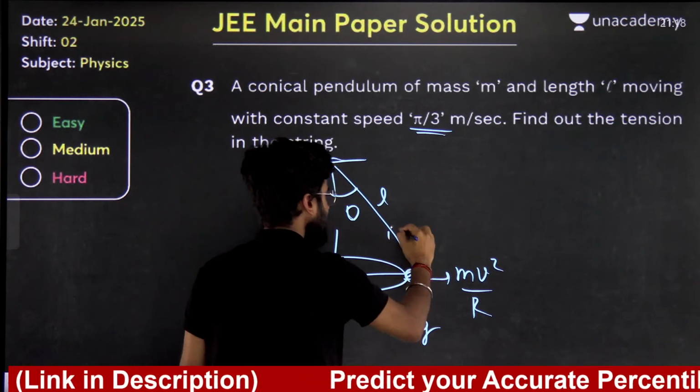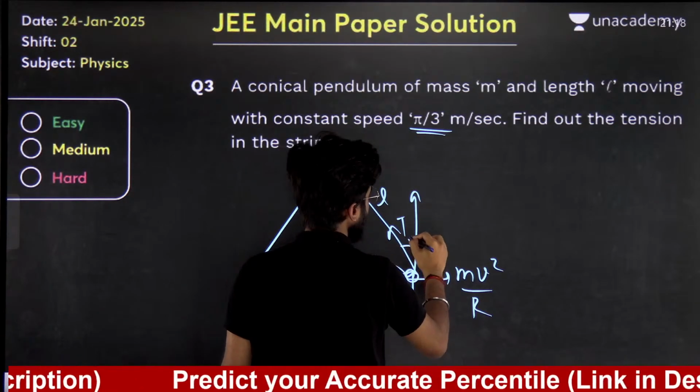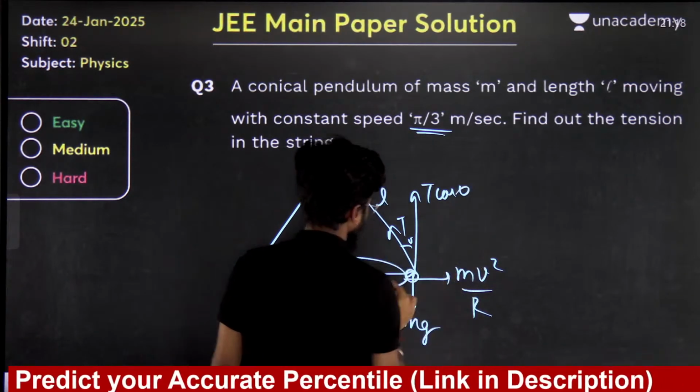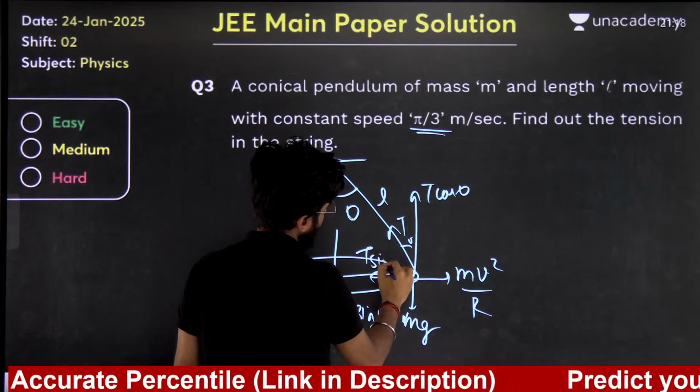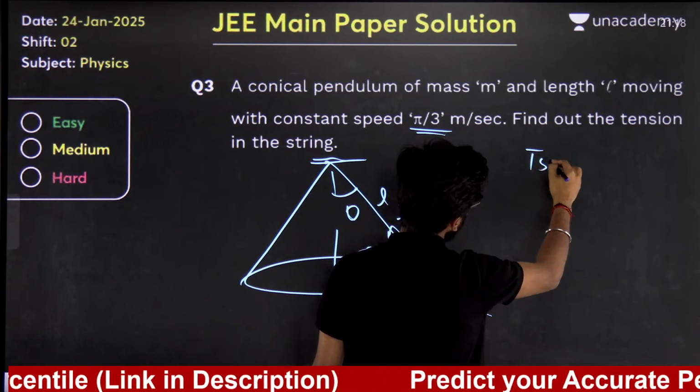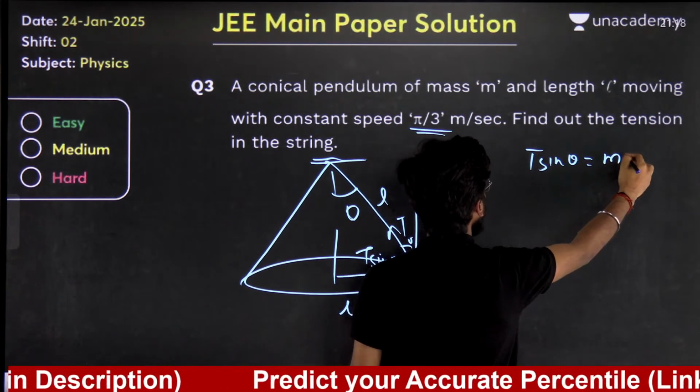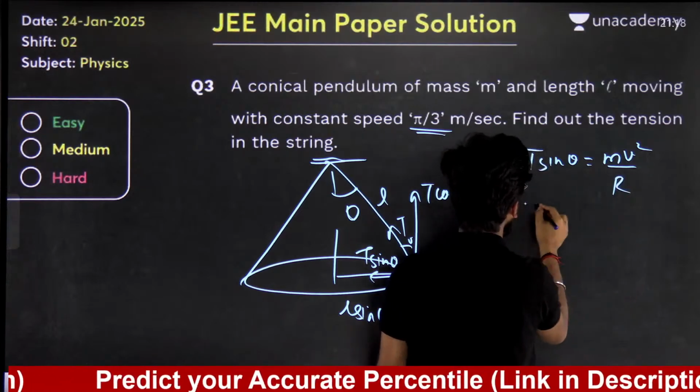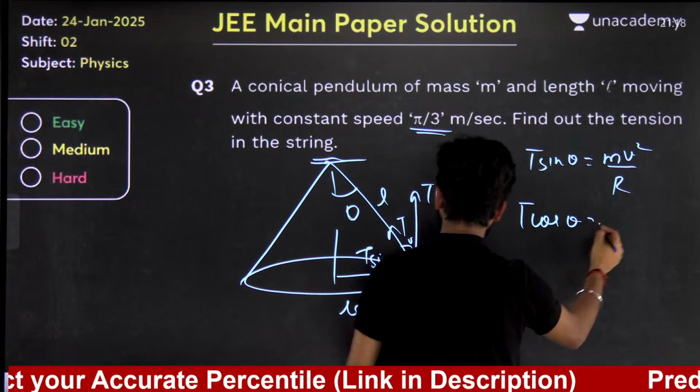This is the tension T, at angle theta. So T cos theta, and this will be T sine theta, right? So we can write T sine theta is equal to mv square by r, and T cos theta is equal to mg.